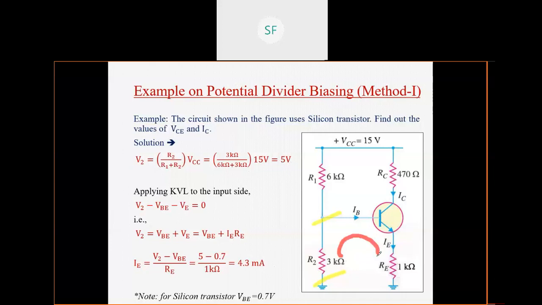This is your input loop. We have applied KVL to the input loop, and then we have given the polarity. This is plus, this is minus. Now, the VB drop will be here. VB is 0.7 for silicon, and again plus minus.